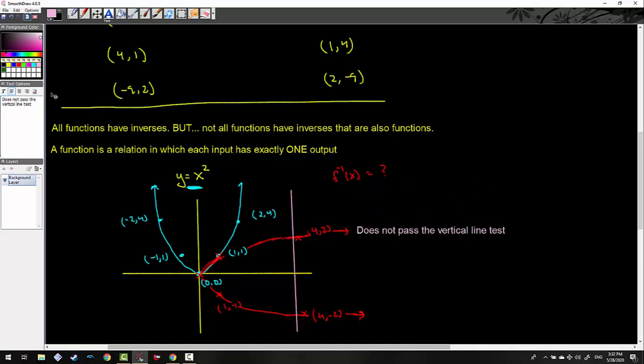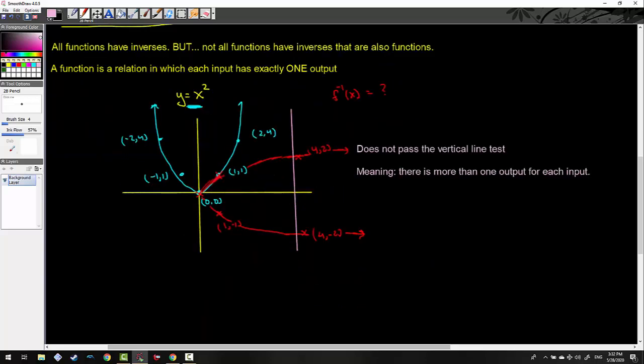The vertical line test tells us there is more than one output for each input, right? I plug in a 4 and I get out a 2 and a -2, which is why y equals x squared has an inverse, but does not have an inverse function.